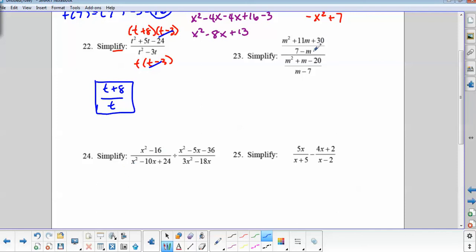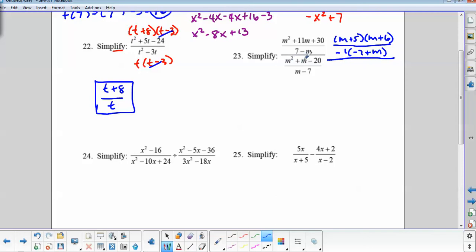Alright, here we have the division of two fractions. So my numerator here, I need numbers that multiply to 30 and add to 11. So that would be 5 and 6. This denominator is 7 minus m, which you might not think of factoring, but if you look down here, you have m minus 7, and those are opposites. So what you could do is factor a negative 1 out of 7 minus m, which makes it negative 7 plus m. And negative 7 plus m is the same as m minus 7, so that might be useful.